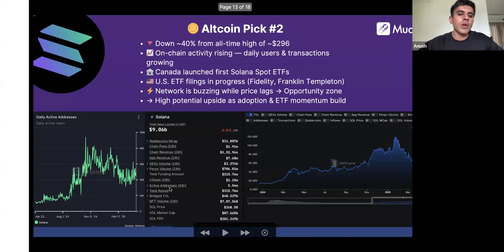So here's how I'm looking at it and what you should do. Yes, Solana's price has dropped, but the network is more active than ever. Institutional interest is heating up, and ETF momentum is also building. So this is a fantastic opportunity to pick some up as well.